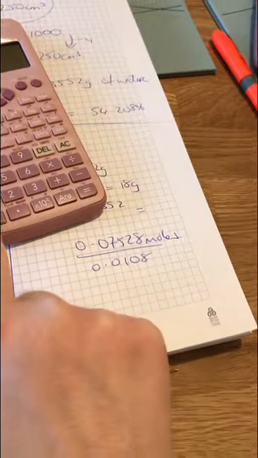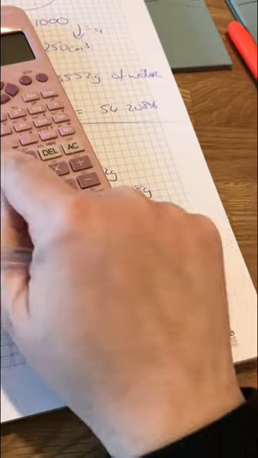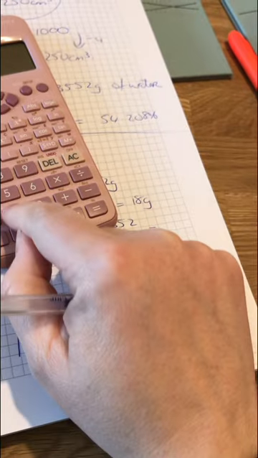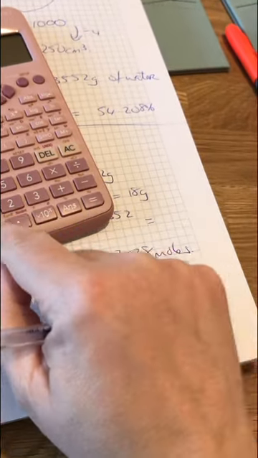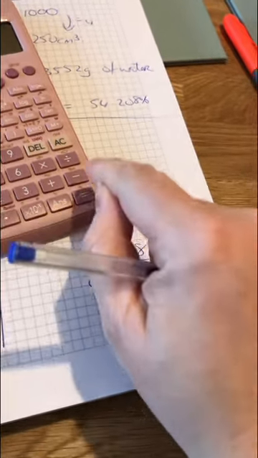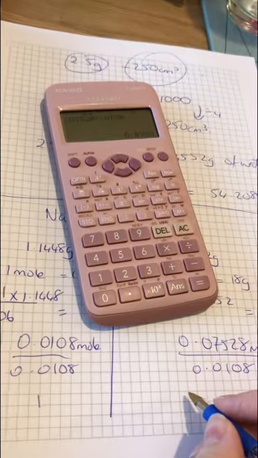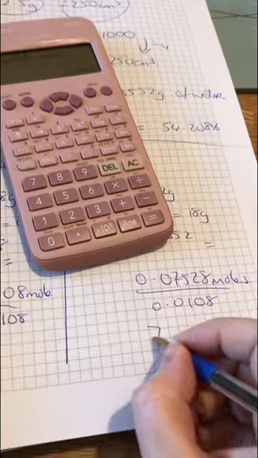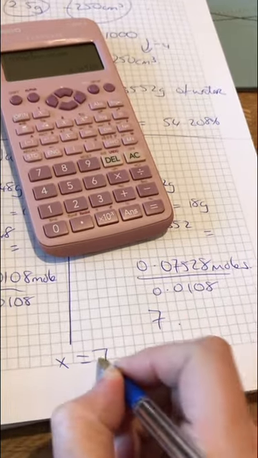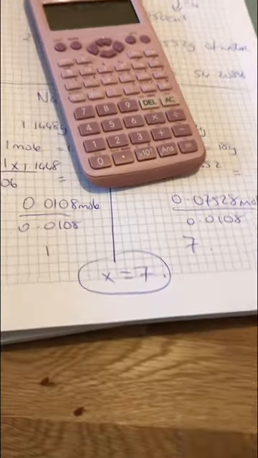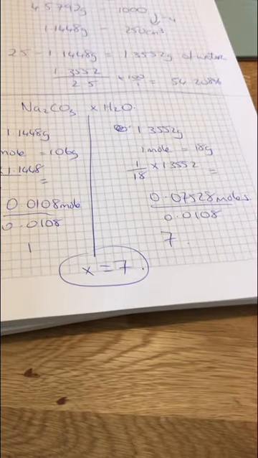And then we're going to have our 0.07528 divided by 0.0108. And that ratio is 6.9, so we round it to the nearest number. So that's 7. And then your x is equal to 7. And you must write that bit down, just because they ask you for the value of x, so you must tell them that you understand that that's the value of x.